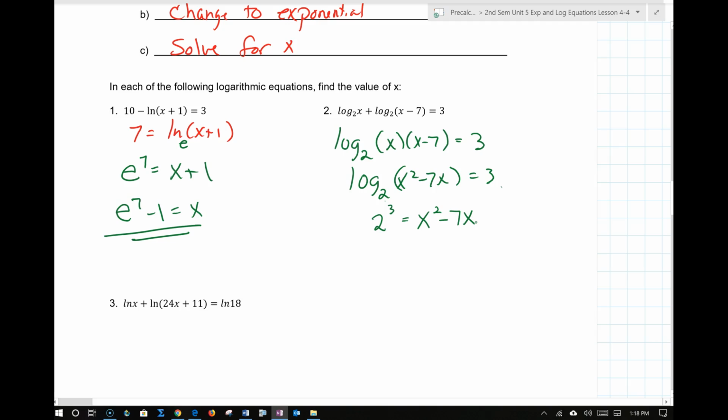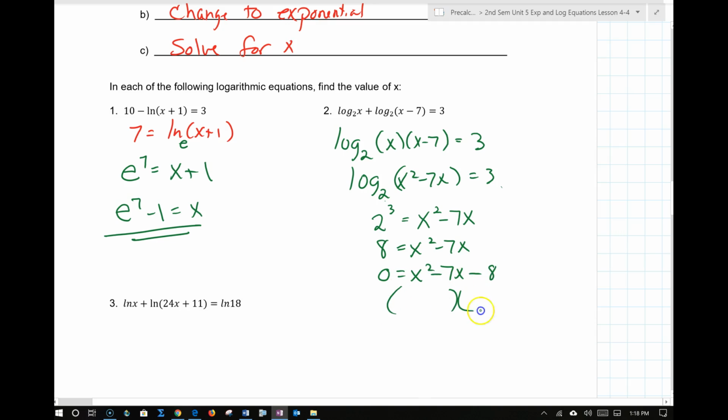So we're going back to the very first day when we were switching between logarithms and exponents, being able to rewrite them. So really that's 8 is equal to x squared minus 7x, which, my friends, if you notice, we now have a quadratic. And so then that you should solve. So remember, to solve a quadratic equation, you have to move everything to the same side. So I get 0 is equal to x squared minus 7x minus 8.